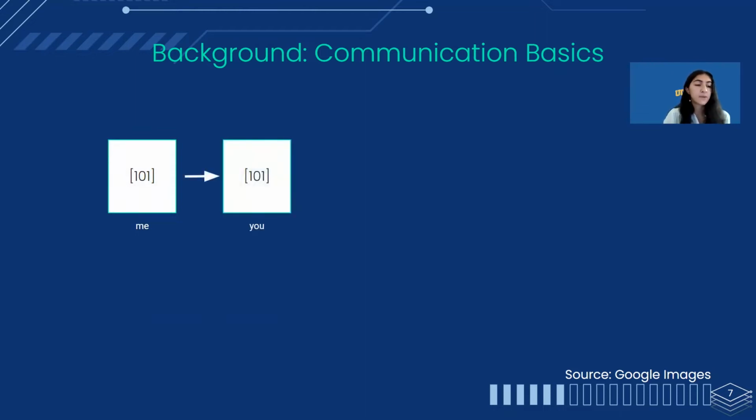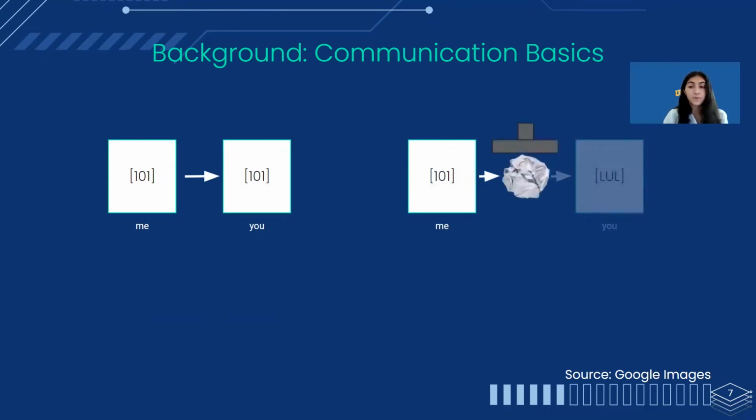Now let's say that there is a paper crusher between us that crumples the paper before you receive it. I give you the same message on a piece of paper, but the paper crusher crushes it into a ball. So when you uncrumple the paper and read the message, the marker is all smudged and the message is completely different. And now you think that I sent you the message LUL. But that is not correct. I want to send you the correct message that I intended to.